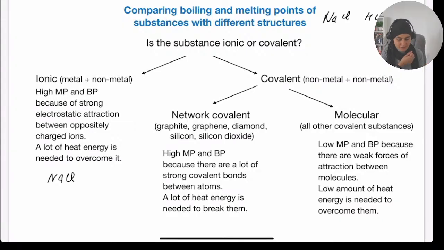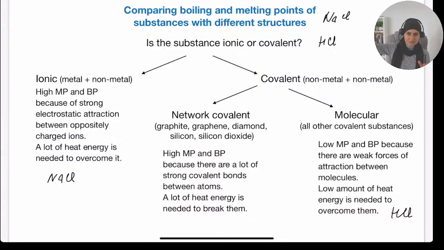Now HCl. Okay. Is it covalent? Yes, because it's non-metal and non-metal. Is it network covalent or simple molecular? It is simple. Network are only these guys. It's not one of those. So it's simple molecular, which means that it has low melting and boiling point because there are weak forces of attraction between the molecules. So low energy is needed to overcome them. So HCl ends up here. So using this chart, the two compared substances, you assign them to the correct column.